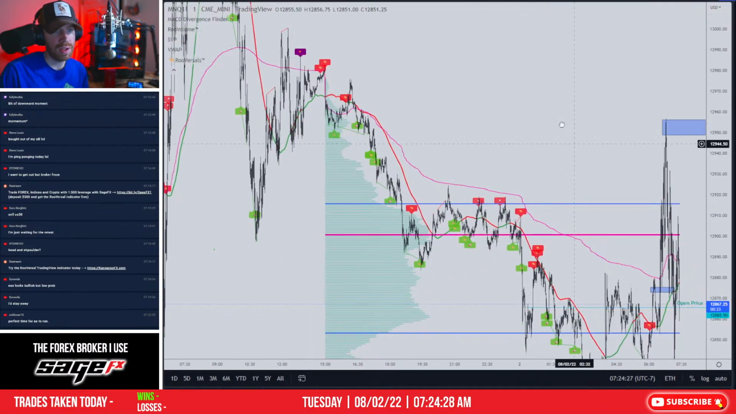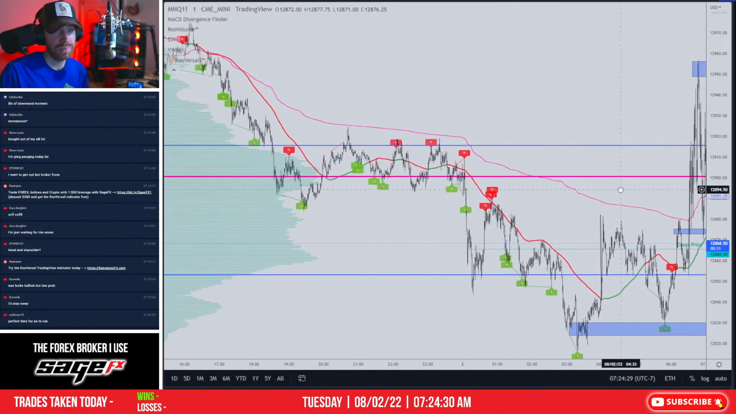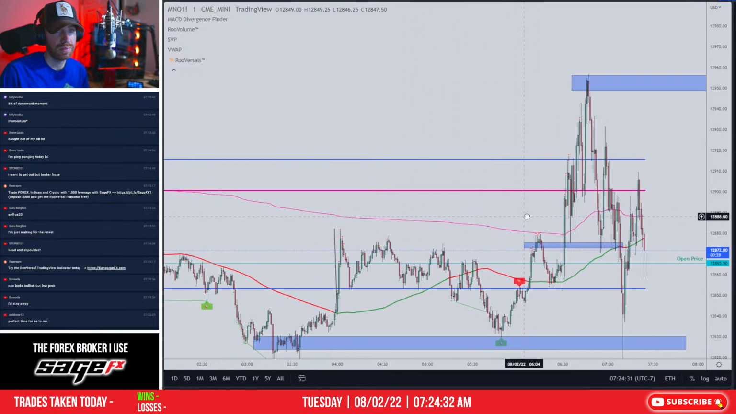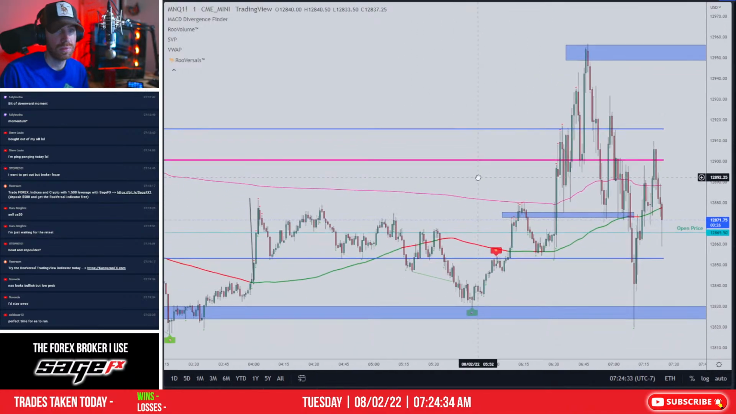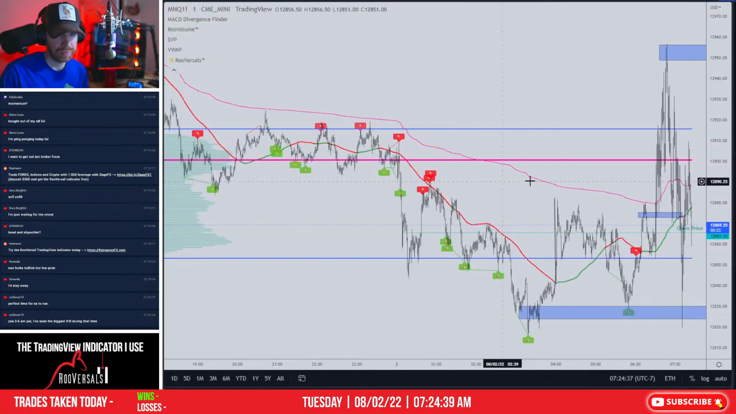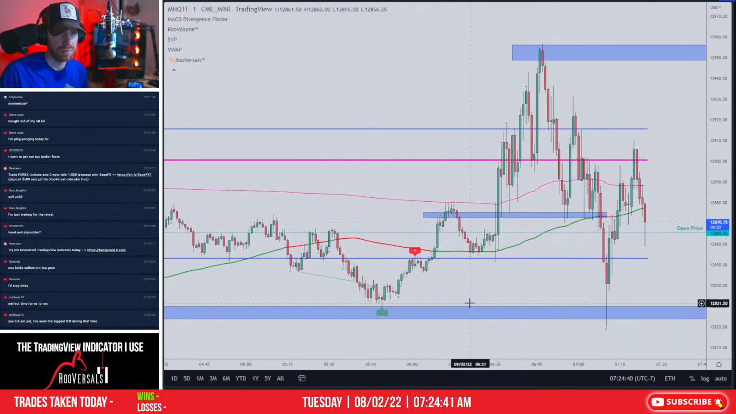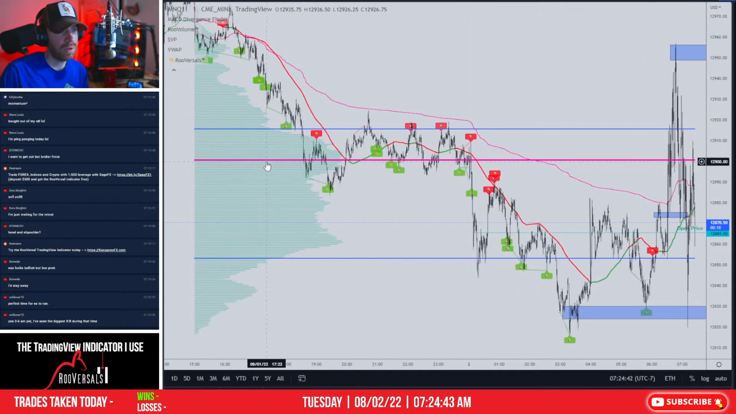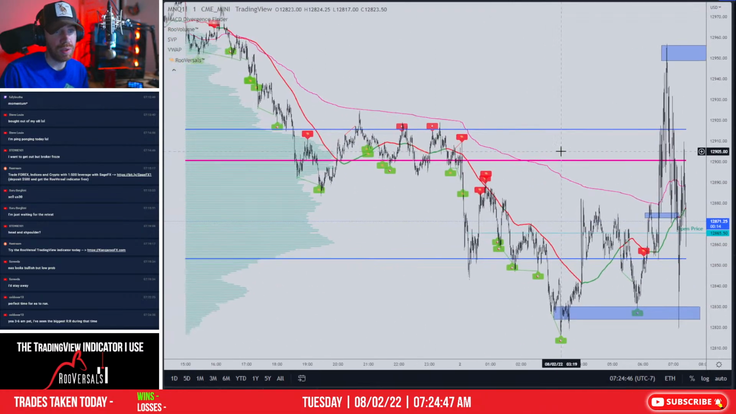Damn, we had another volume flip. See how that volume profile keeps bouncing between blue lines and pink lines? Pink line means the most volume. Blue lines are the secondary volumes.